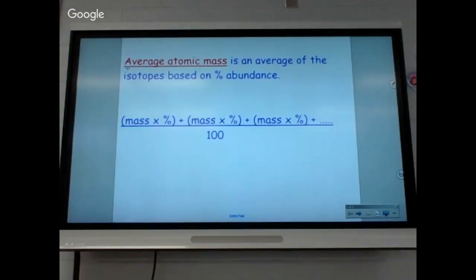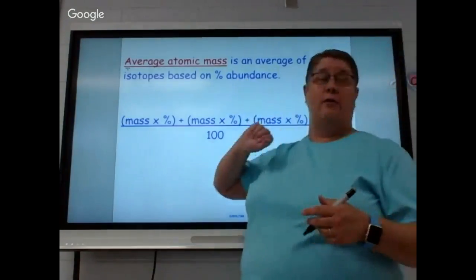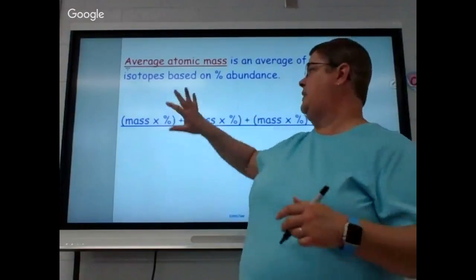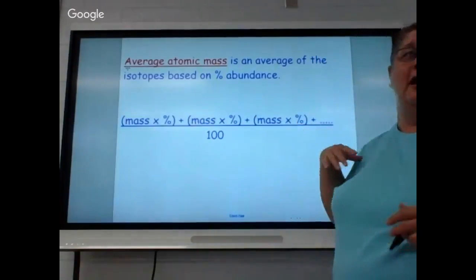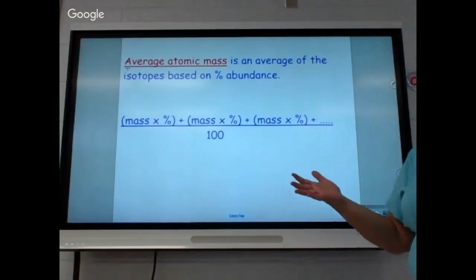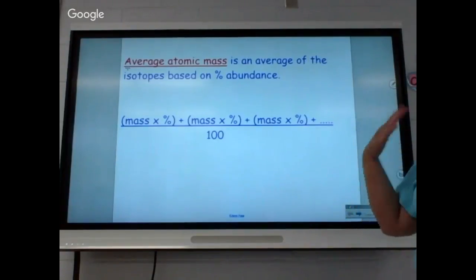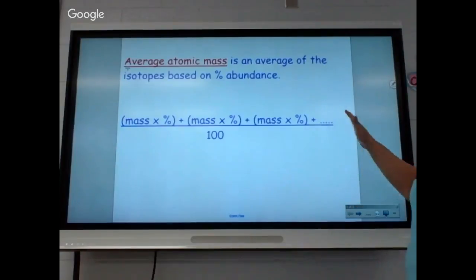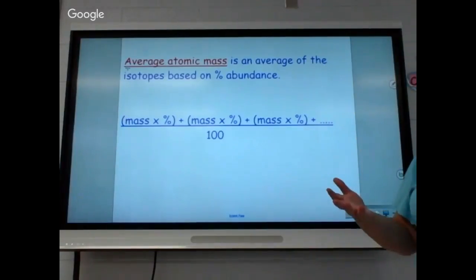So that's for like 3 isotopes. If we were doing the one that I've been talking about with carbon, I would only need how many parentheses? 2, because I've only been talking about carbon 12 and carbon 14, right? If I had an element that had 3 isotopes, I would need 3 sets of parentheses. If I had one that had 4 isotopes, I would need how many sets of parentheses? 4. Or 5, I'd need 5 sets. That's what the plus dot, dot, dot means. Everybody with me on that?